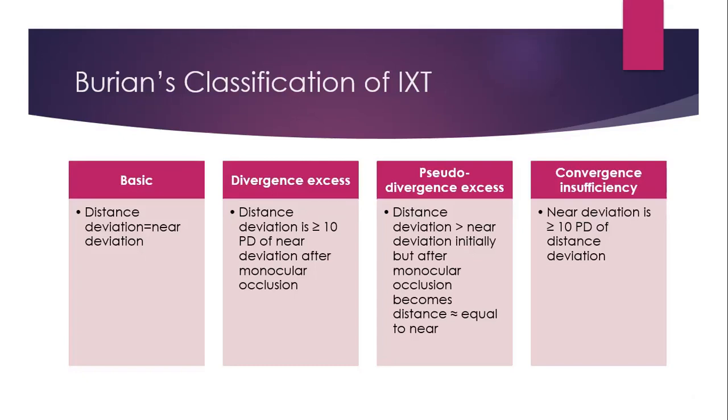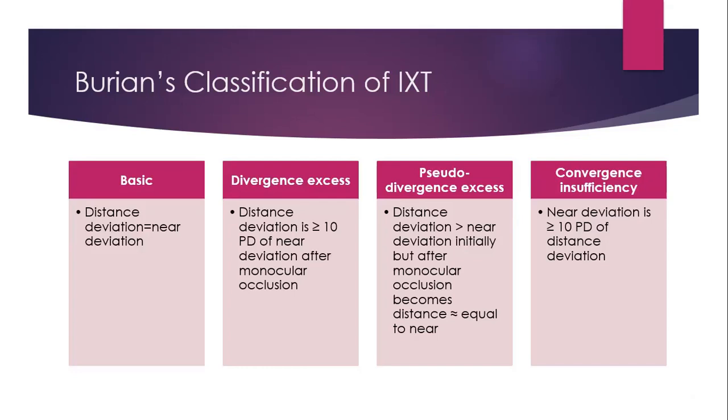Burian has classified intermittent exotropia into 4 types: the basic type, the divergence excess type, the pseudo-divergence excess, and convergence insufficiency. What is the basic type? When the deviation for distance is equal to near, it is called basic exotropia. Divergence excess is when the distance deviation is more than near deviation by 10 prism diopters after monocular occlusion.